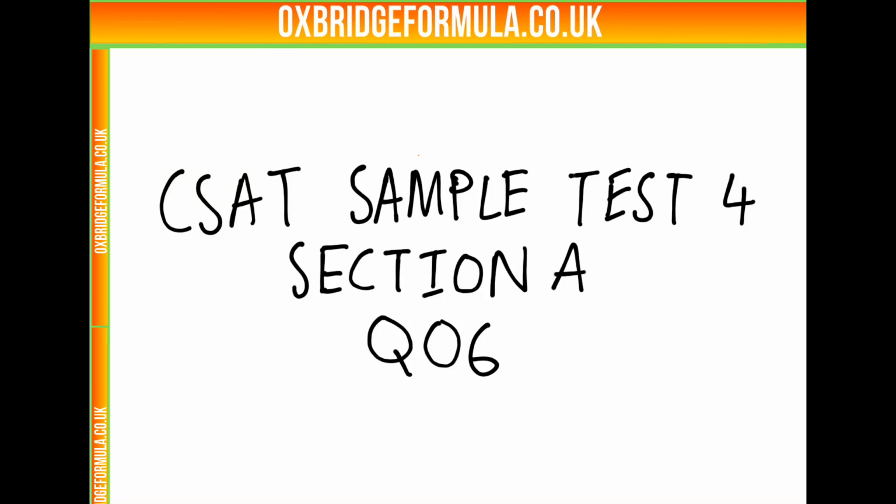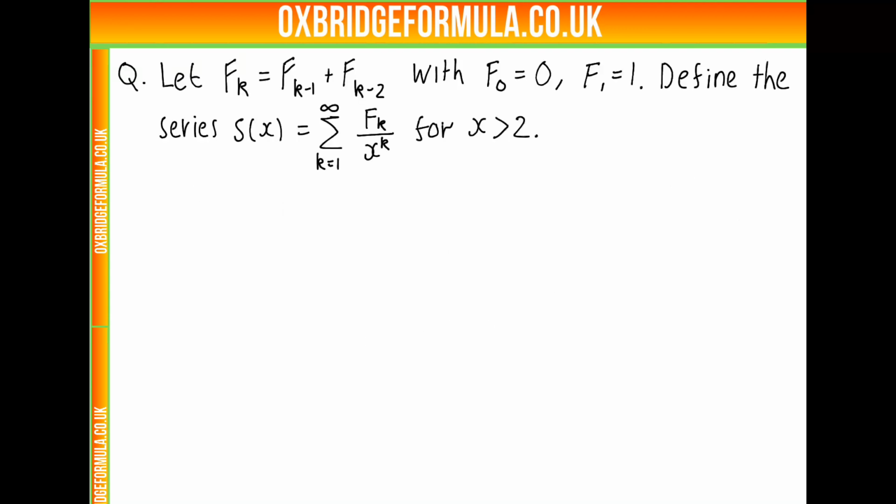This is the solution video for question 6 from section A of the 4th sample test for CSAT. In this question, we're told about this sequence f_k, where f_k is equal to f_{k-1} plus f_{k-2}, where f_0 is 0 and f_1 is 1. So this behaves a lot like a Fibonacci sequence.